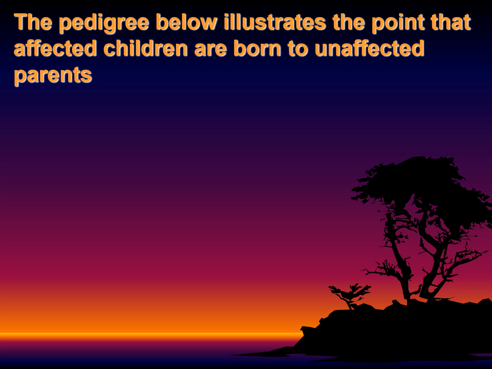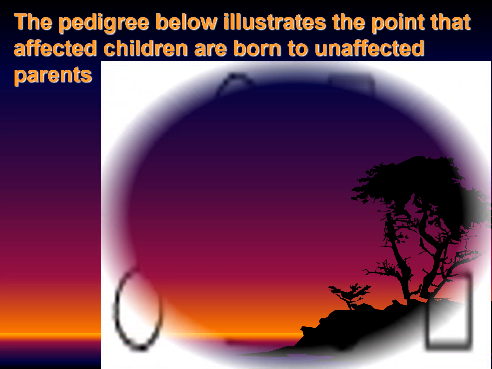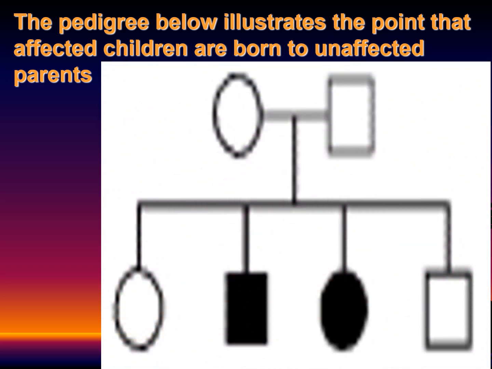So the pedigree below illustrates the point that affected children are born to unaffected parents. We can see from here that the parents were not affected, but they most likely were carriers, and the children here are both affected.